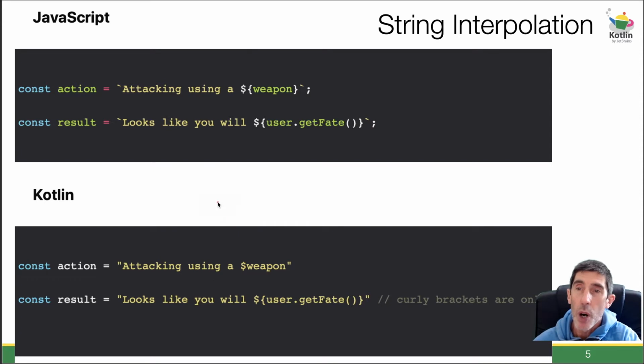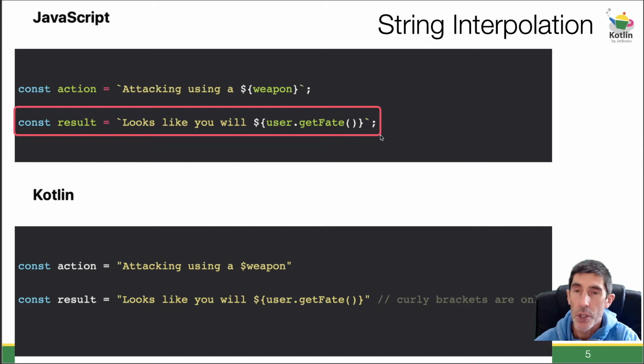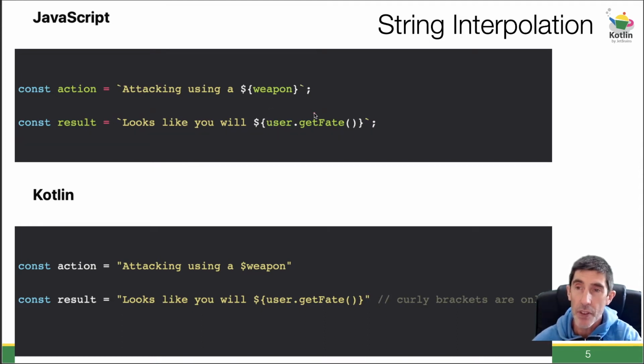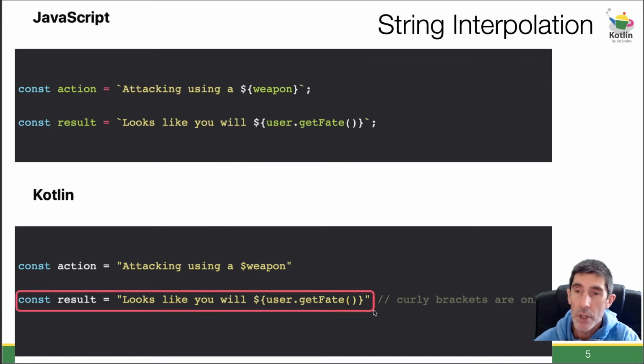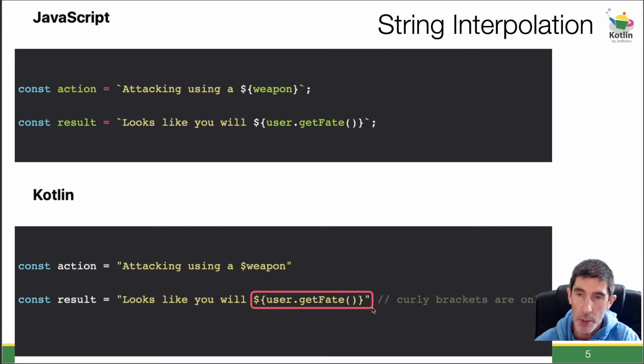If we want to execute an expression or call a function, up here with our JavaScript, we're saying something like $ curly brackets user.getFate, so we call the getFate function on the user object. Very similar in our Kotlin: $ and then curly brackets, whatever we want, user.getFate, giving the same result as you would get in JavaScript.